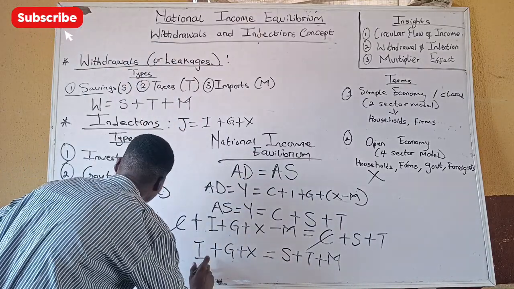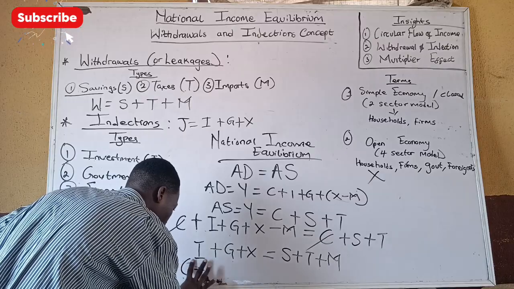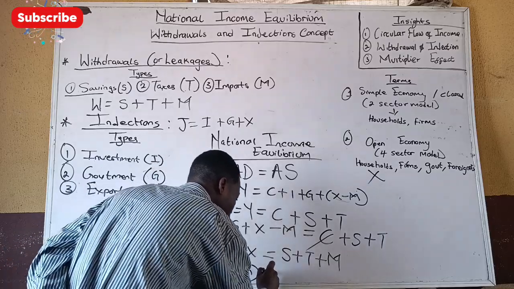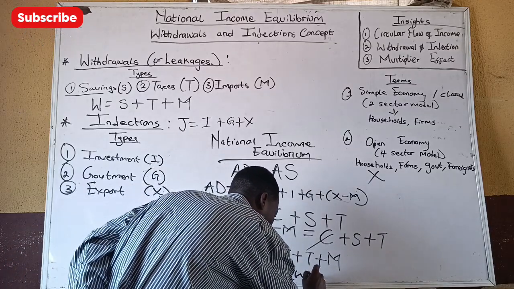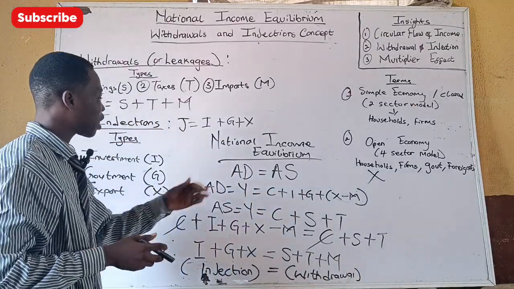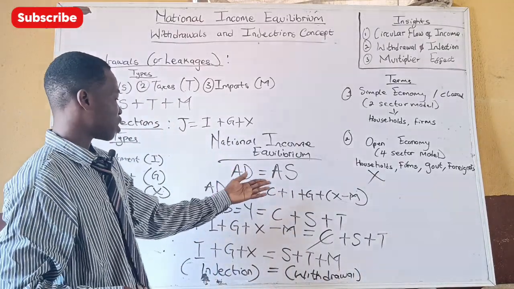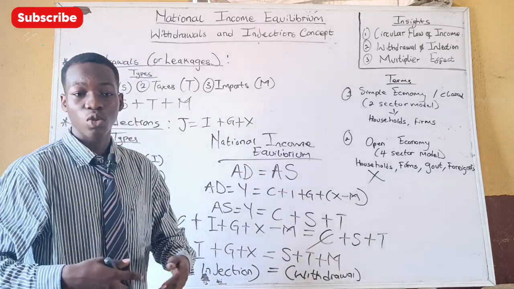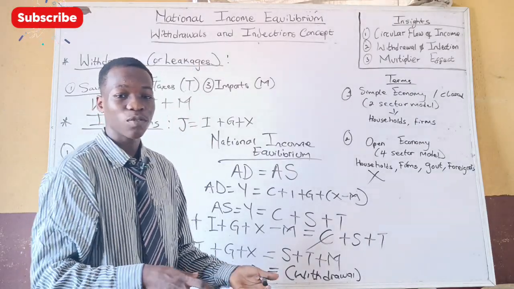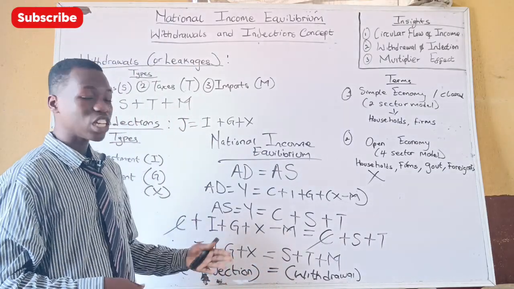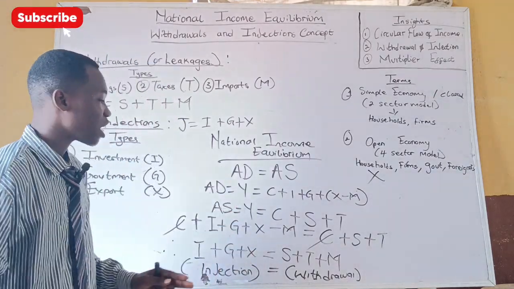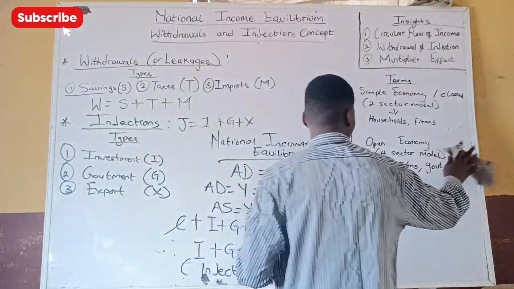So this is what? This is injection. So this is injection, is equal to what? Withdrawal. So when we are talking about national income equilibrium, when your aggregate demand is equal to the aggregate supply, it simply means that injection is equal to withdrawal. That is, the money injected into the circular flow is equal to the money withdrawn from the circular flow. That is what the national income equilibrium is talking about.